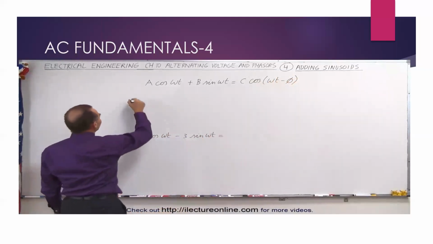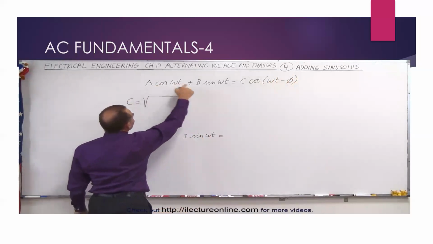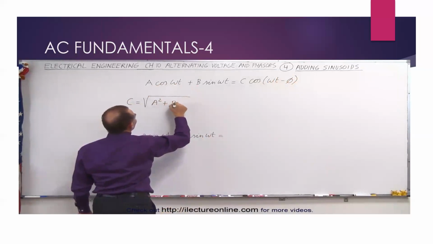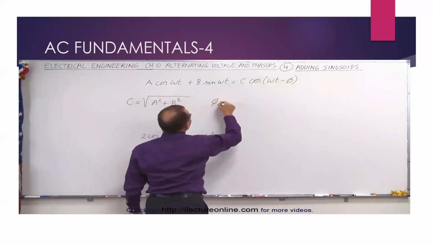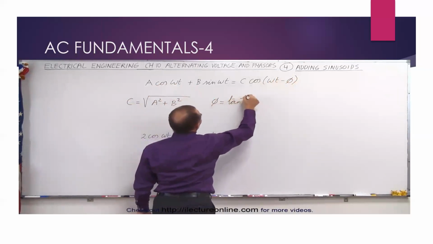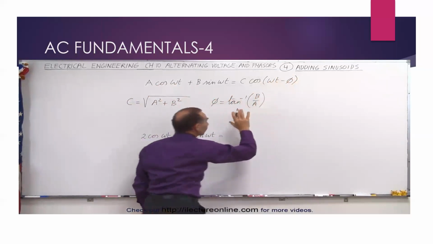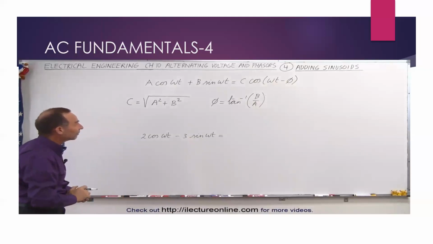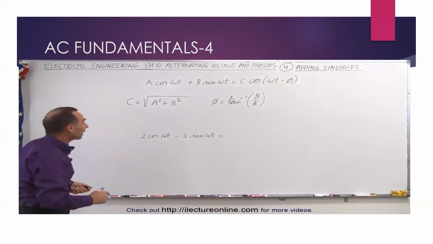Well, first of all, C can be found by taking the square root of the sum of the squares of the amplitude function, A squared plus B squared. And secondly, to find the phase angle, that will be equal to the arctangent of the ratio of B over A. Of course, we do have to take into account the signs of B and A, if they're positive or negative. So as an example, there's nothing like a good example to show you how to apply that.